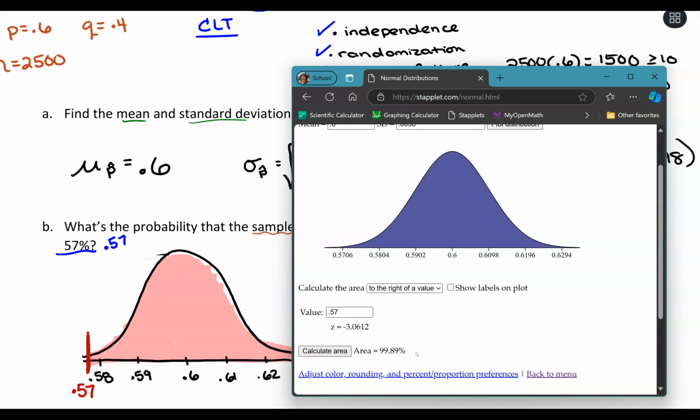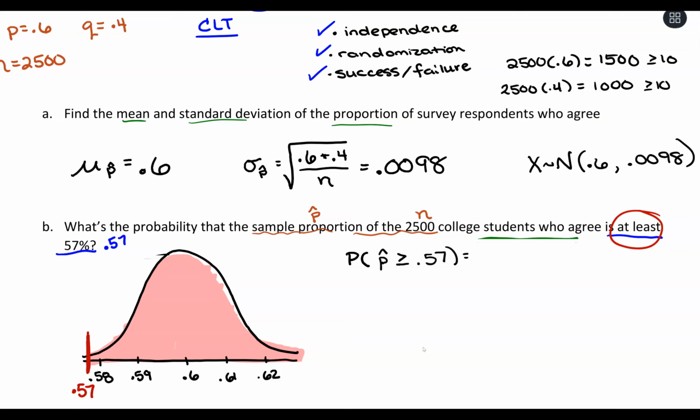So we are at 99.89%, so close to 100%. So that probability there is 0.9989 or 99.89%.